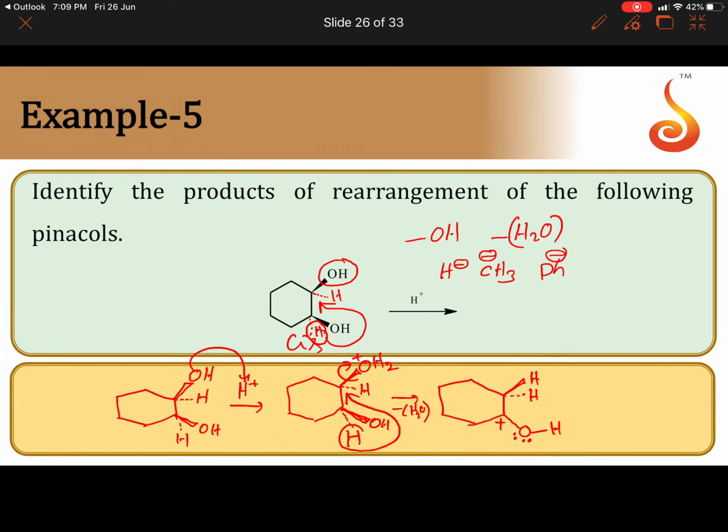After the formation of the carbocation, the OH bond pair is dropped between C and O. Deprotonation takes place. Then cyclohexanone is obtained. This is the product formed. In the form of chair conformation also we can try to understand the pinacol-pinacolone rearrangement.